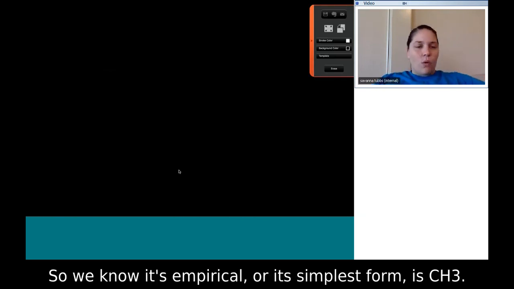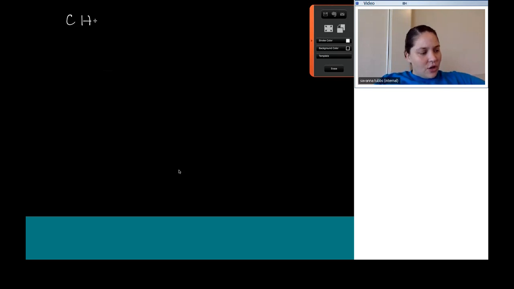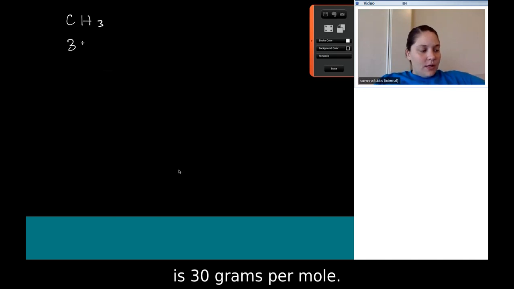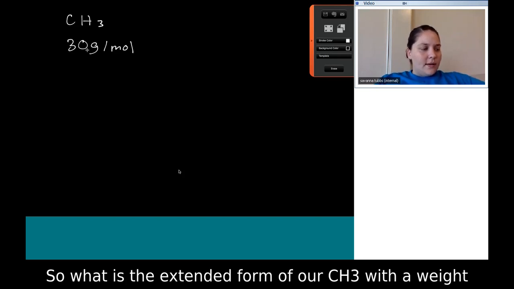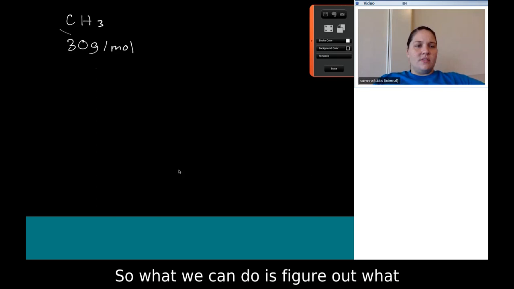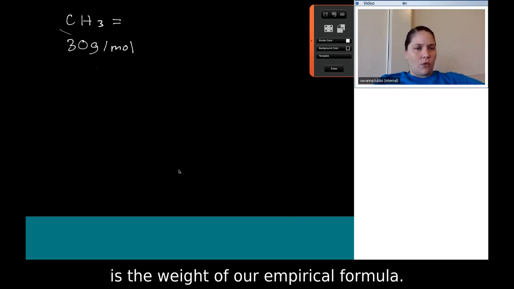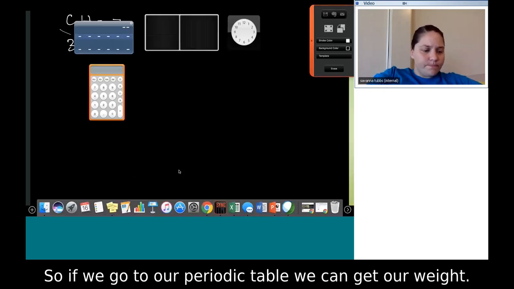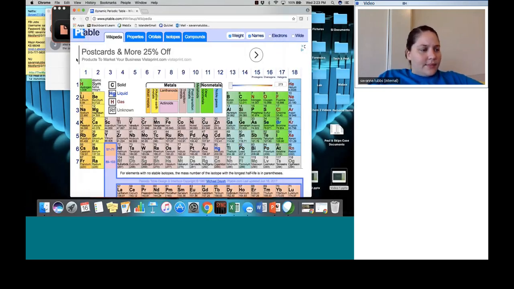So we know its empirical, or its simplest form, is CH3. We know that the weight of our molecular formula is 30 grams per mole. So what is the extended form of our CH3 with a weight of 30 grams per mole? So what we can do is figure out what is the weight of our empirical formula. So if we go to our periodic table, we can get our weight.